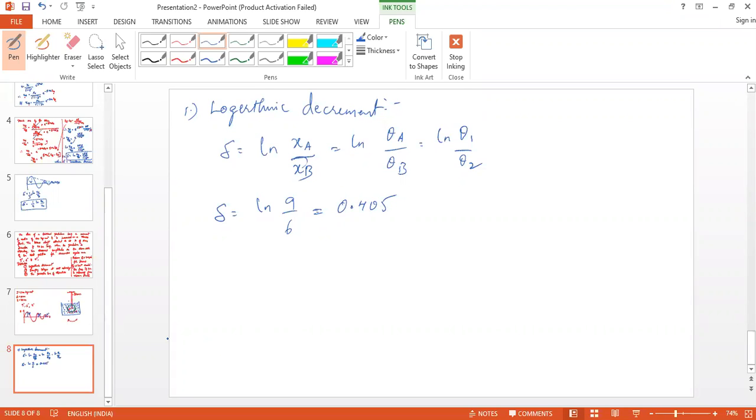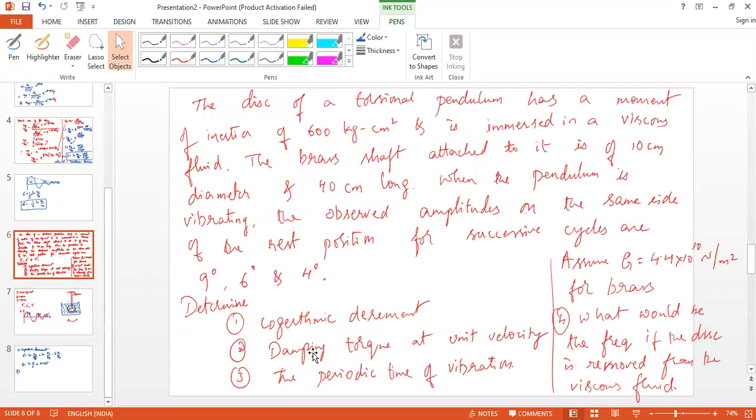0.405 is the logarithmic decrement. Okay, what is the second one? What do we need to find? Damping torque at unit velocity. What is this damping torque? What do you mean by damping torque?